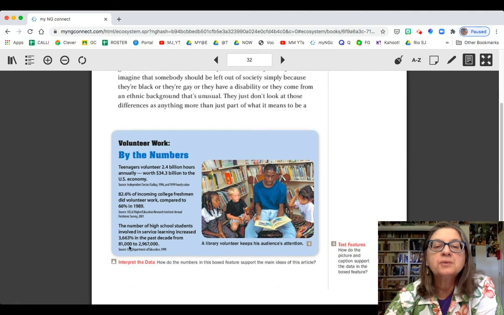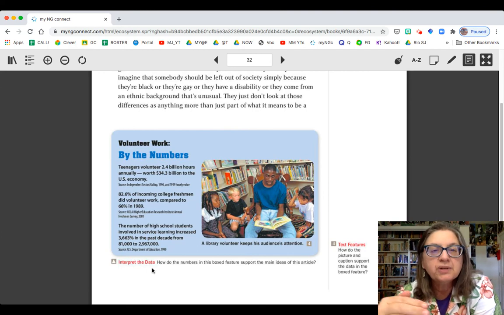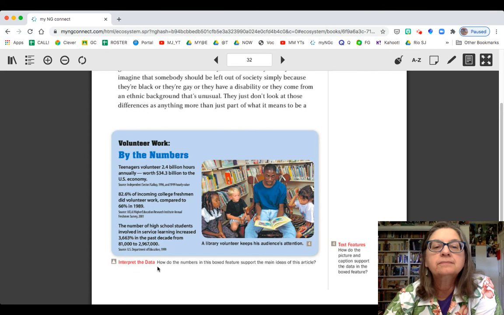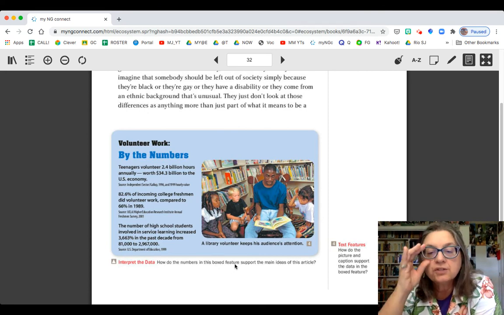So coming back to another insert here: Volunteer work by the numbers. Here they're giving different figures about this. And it says here, interpret the data. So what meaning do you put into these facts? How do the numbers in this boxed feature support the main ideas of this article?